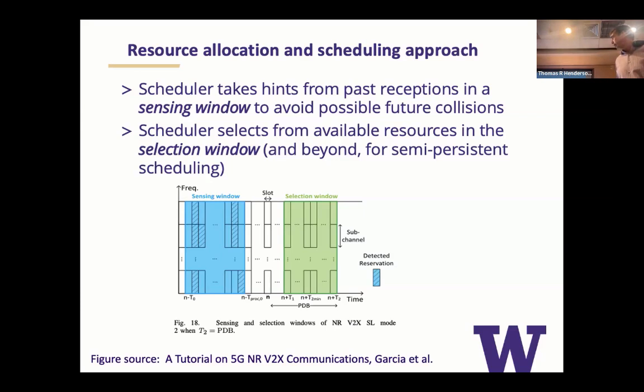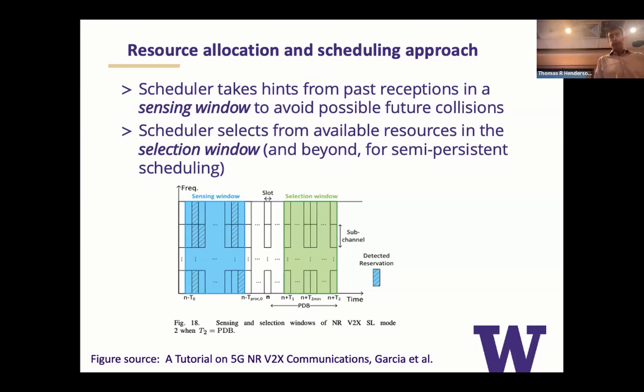And then the selection window is where it has to pick resources for this transmission. Now, this selection window is bounded by a couple of constraints. So first of all, conceptually, these packets have what's called a packet delay budget. So this may be, for instance, 20 milliseconds. Because of the latency of the application, we need to find resources for this within 20 milliseconds. So obviously, we don't want to schedule resources beyond this delay budget. And then there's also a processing delay. So we can't necessarily schedule resources for the next slot.